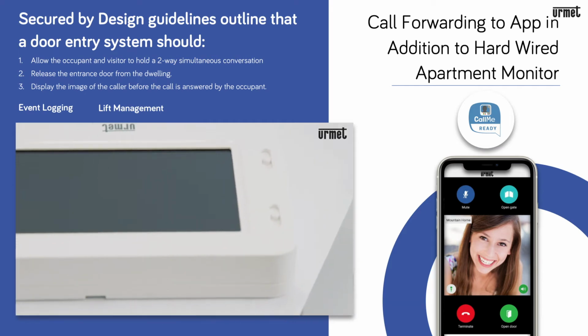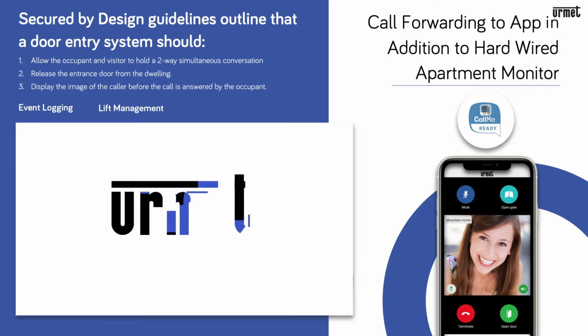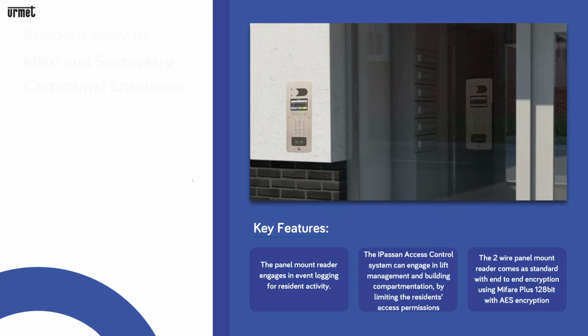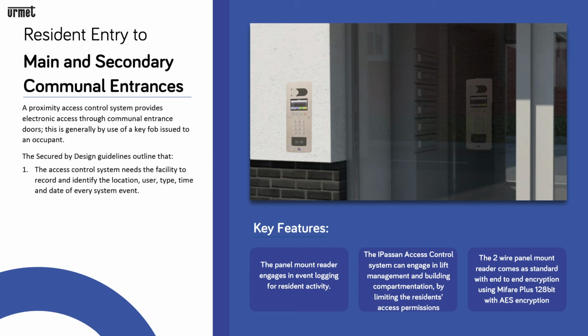This is important as it maintains building security, for example, when residents move out or to assist the sanctuary scheme. A proximity access control system provides electronic access through communal entrance doors. This is generally by use of key fob issued to a resident. The Secured by Design guidelines outline that the access control system requires the facility to record and identify the location, user, type, time, and date of every system event.